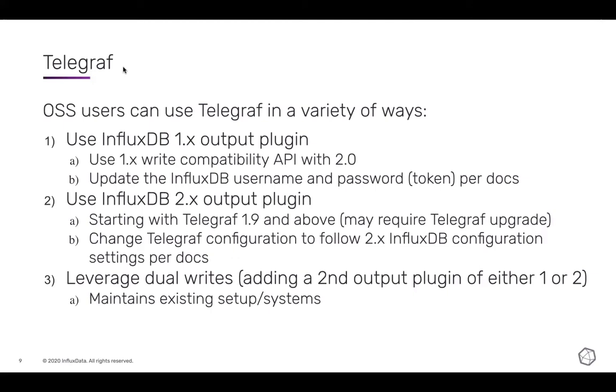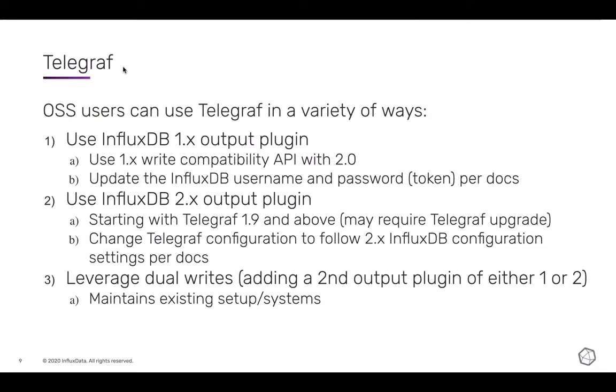Now, many of you might have things that are already out there running, and your option is to continue to use the 1.x output plugin and just change the configuration to use the InfluxDB username and token per the documentation, and that will leverage the compatibility API as part of InfluxDB 2.0 open source, and send that across.